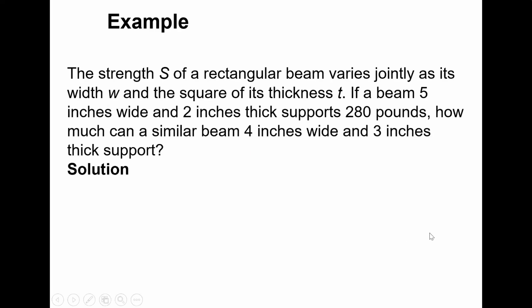Okay, so it says the strength S of a rectangular beam varies jointly as its width W and the square of its thickness T. So the strength, that would be S. It varies jointly, so some k times the width and the square of the thickness. So it's going to look something like that. My S's and 5's look the same, so don't worry about that.